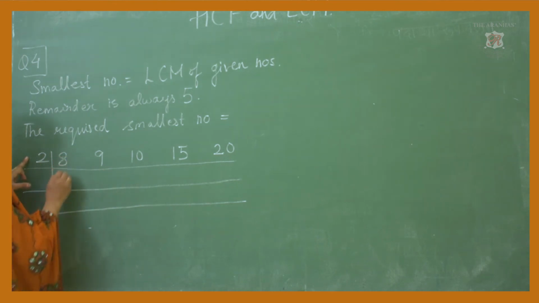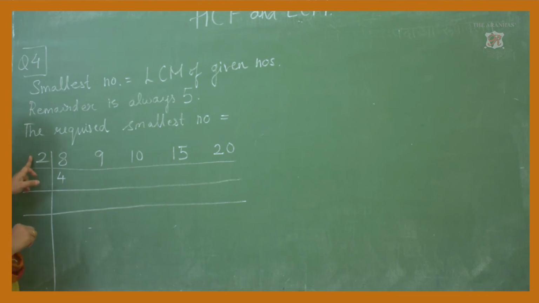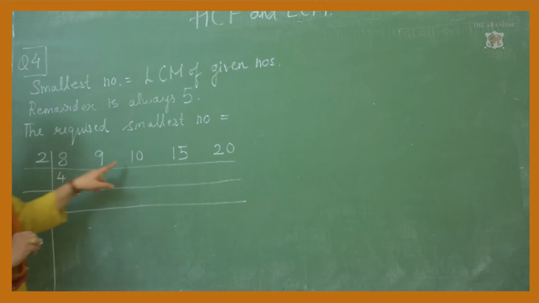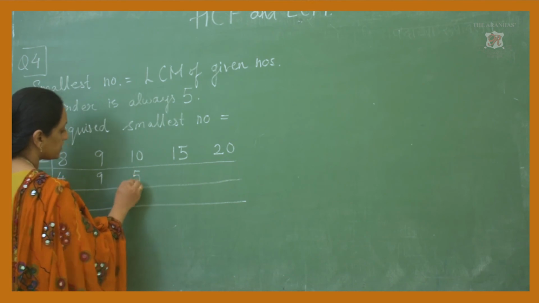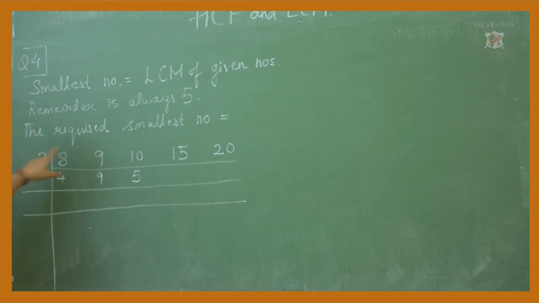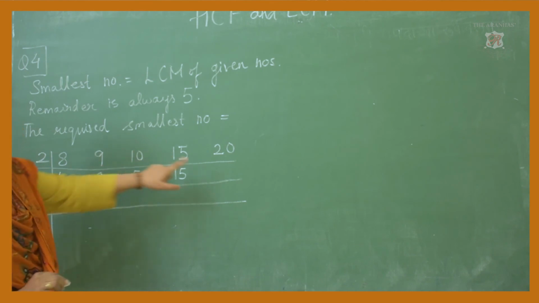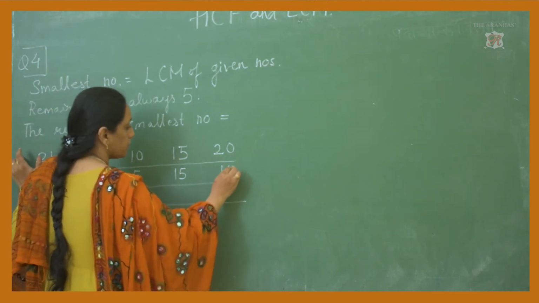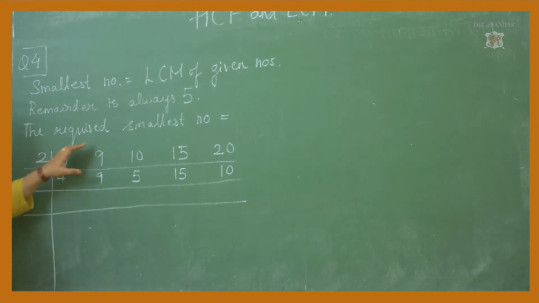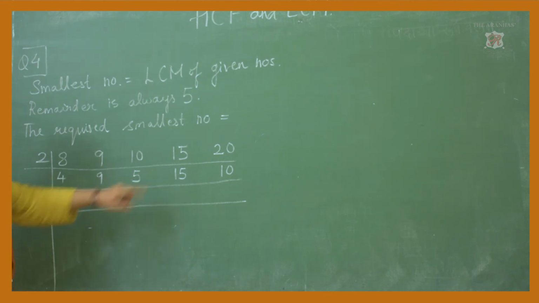Now 2, 8: 2 4s are 8. Then 9, we have to see with 2. 9 is not coming into the table, so keep 9 as it is. No touching 9, no doing anything with 9. Now 10, yes. 2 5s are 10. Then 15, nothing can be done with 2 and 15, so keep 15 as it is. Next number is 20. 2 10s are 20. If nothing can be done, copy the same number down, as I told you previously. Now the numbers are 4, 9, 5, 15, 10.